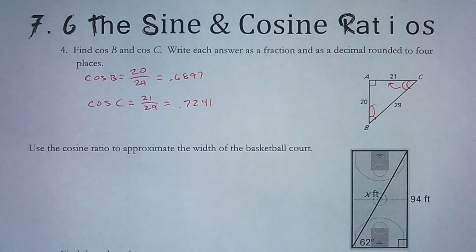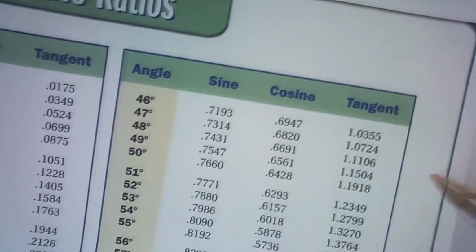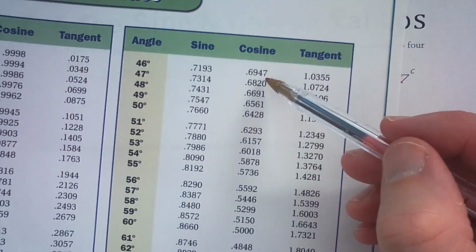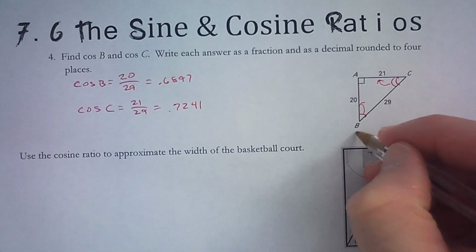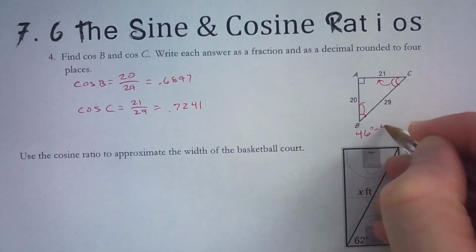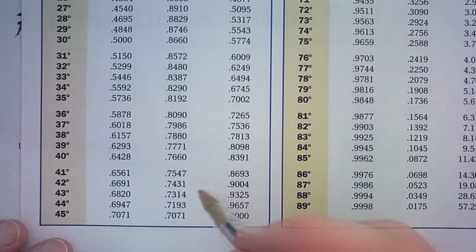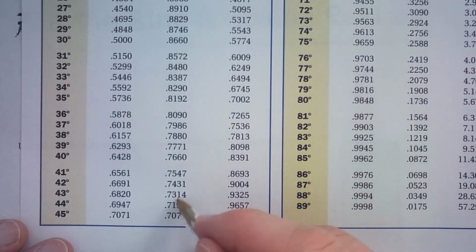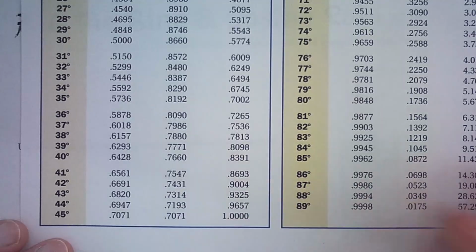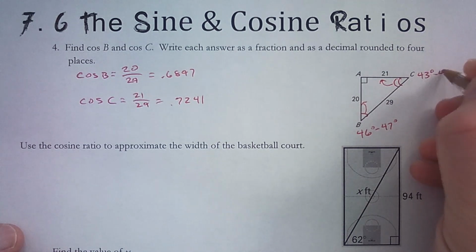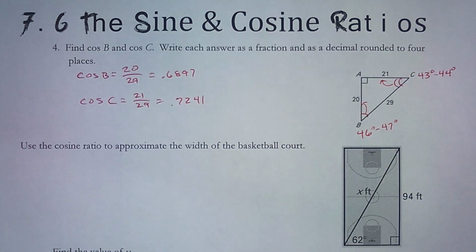Now let's look at the chart here. 0.6897 under cosine is right here between 46 and 47 degrees. So angle B is somewhere between 46 degrees and 47 degrees. And when cosine is 0.7241, that would be between 43 and 44 degrees. So angle C is somewhere between 43 degrees and 44 degrees.